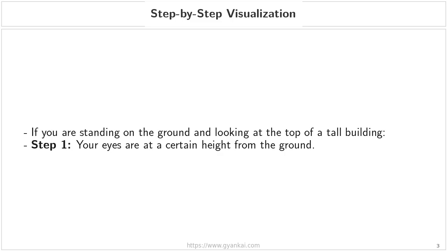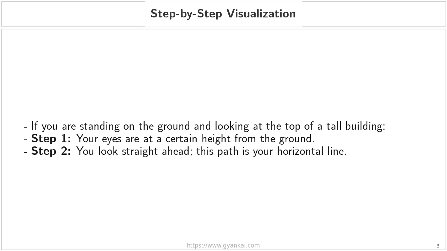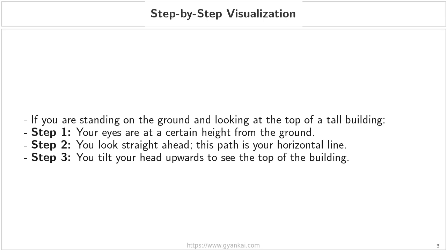Recognize that your eyes are positioned at a certain height from the ground. This is our starting point. Moving to step 2, imagine you are looking straight ahead, perfectly level with the horizon. This straight path represents your horizontal line of sight, which we discussed earlier as our reference line. Next, in step 3, to see the top of that building, you have to tilt your head upwards. This movement creates a new line of sight, connecting your eyes to the top of the structure.